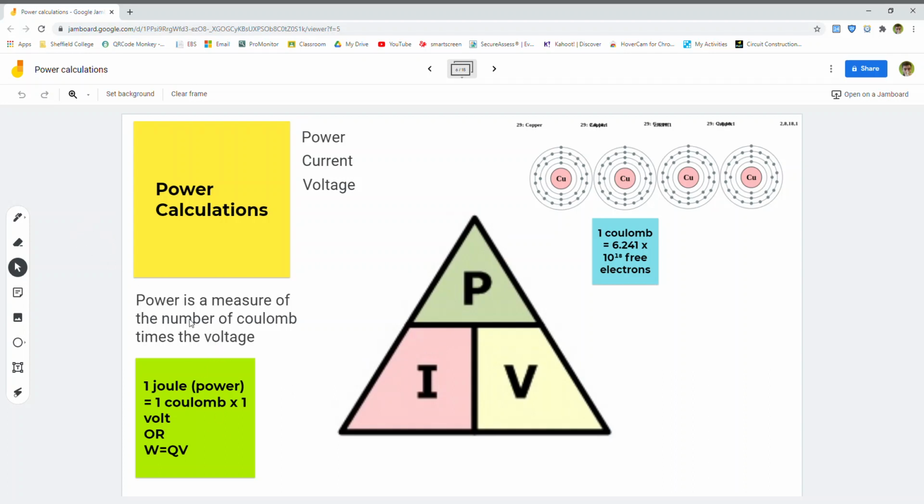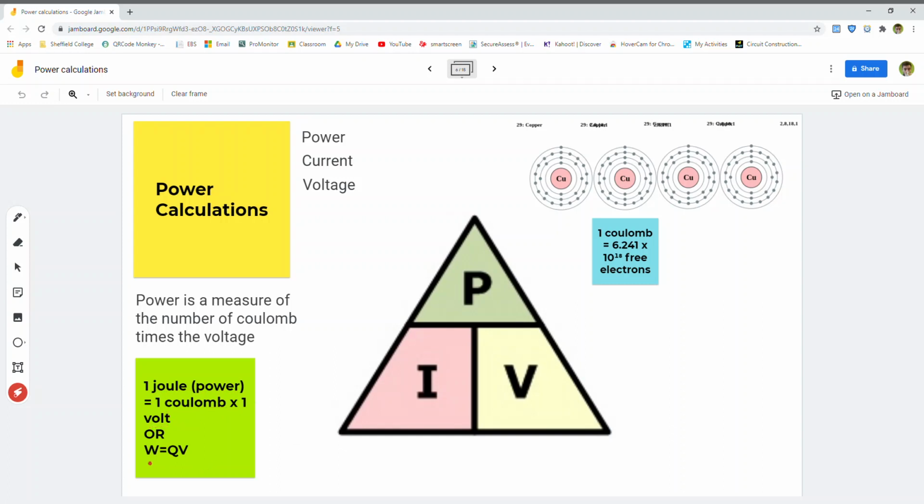So, power is the measure of the number of coulombs times the voltage. So how many coulombs are passing per the volts. Power is a unit of energy, so it's always measured in joules. That's its base unit, joules. So 1 joule, which is equivalent to our power, is 1 coulomb times 1 volt.